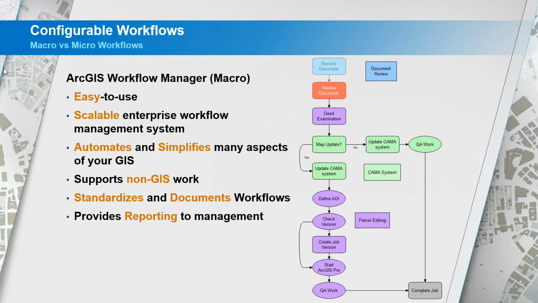So for example, maybe there is a workflow when a new deed is processed. The first thing I may want to do is come in and receive that document and do a document review. Maybe I'm just checking to see if that deed closes. If the deed doesn't close, maybe I send that back to the developer or to the surveyor and say, this deed isn't closing. We need you to double check your work.